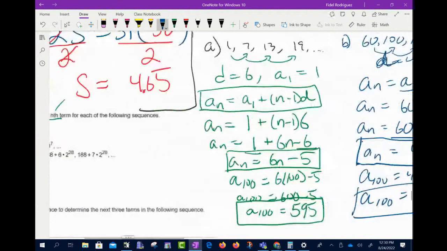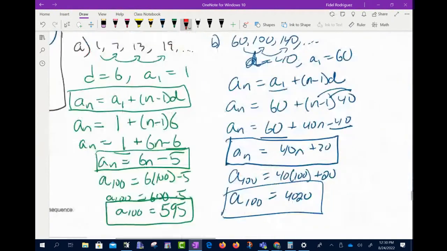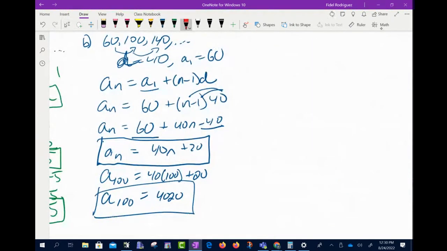All right, so we did the second one. Let's take a look at part C. Okay, so here's part C: 1, 4, 16. Again, I'm just doing this on the side. I should have given you guys more room.